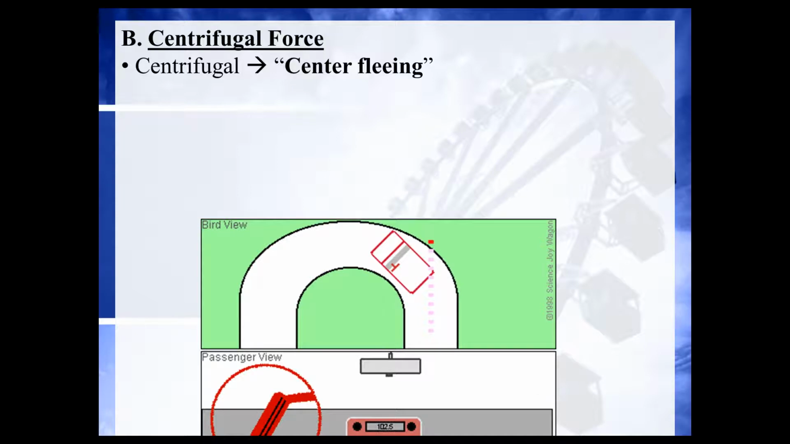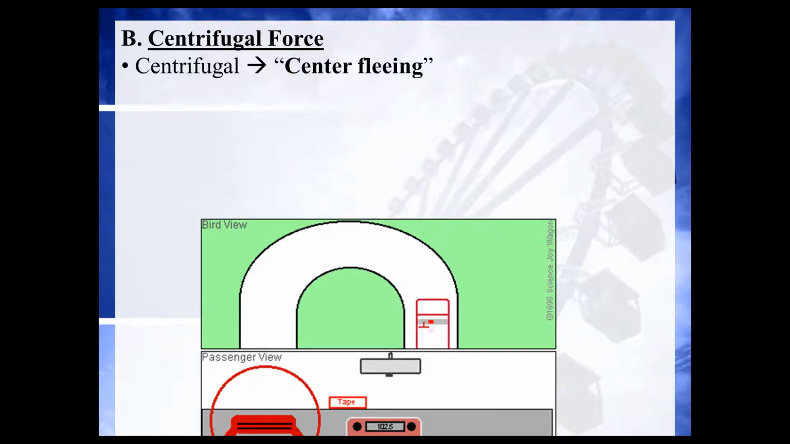Centri means center. The fugal part of that word means fleeing. So it seems like there's a force that's trying to get you to leave the circle. In fact, even if you're in the car seat and you make a really sharp turn, it almost seems like you're being pushed outward against the door. So in that case, it seems like there's some kind of centrifugal force that's trying to get you to once again flee the circle.